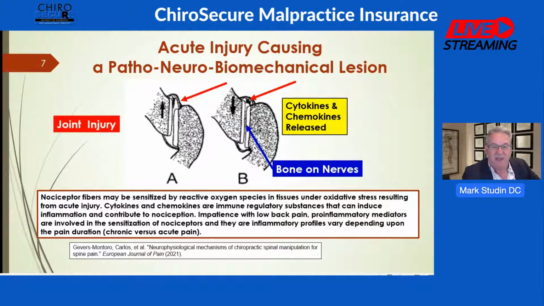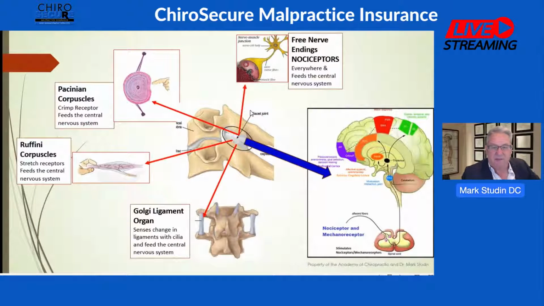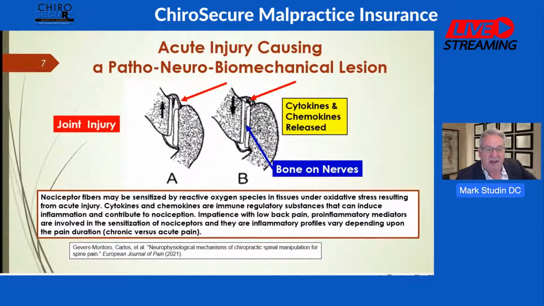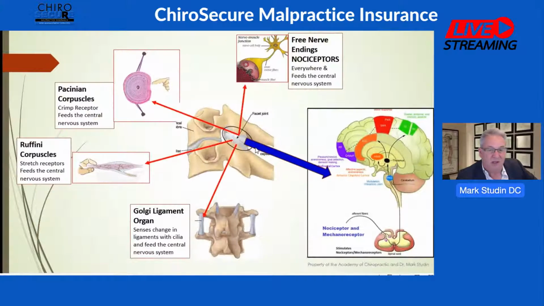So you've got a lot of things going on in here that are being released, but we've got to get to here because this is really where the majority of the firing occurs. In that joint capsule, remember, we're looking at not just the meniscoid, but right here, what happens to it when the joint dislodges. So you've got Pacinian corpuscles, which are your crimp receptors. You've got Ruffini corpuscles, which are your stretch receptors. You've got Golgi ligament organs, which sense what's going on within the ligament.